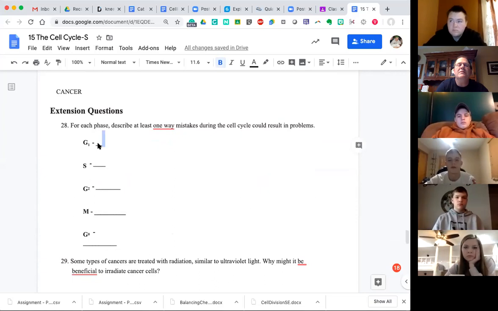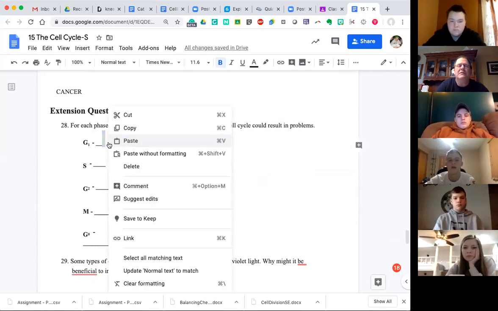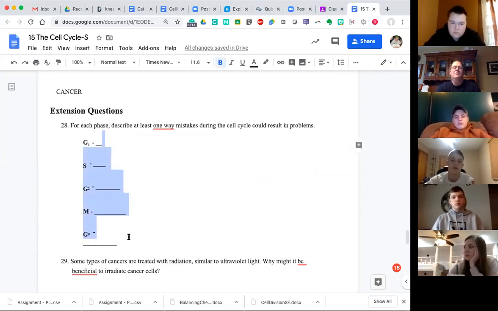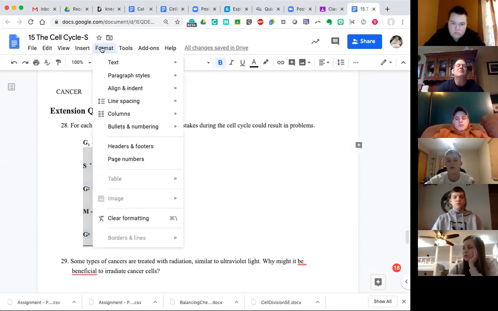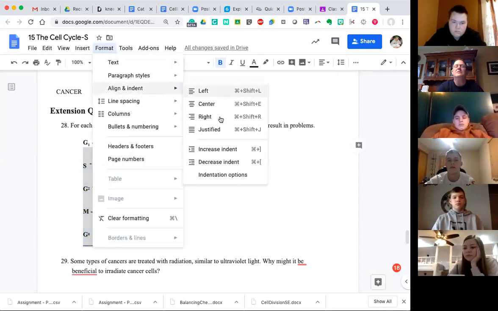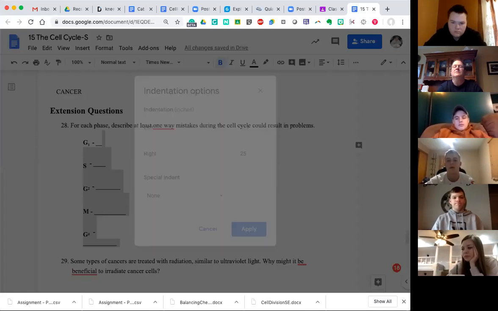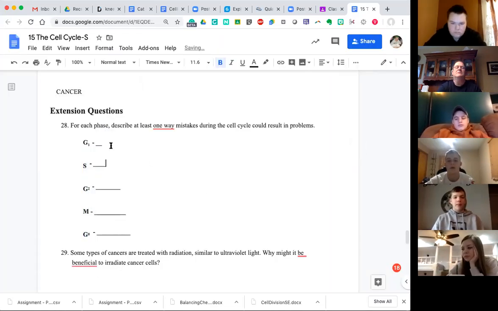Okay. Something's really weird with the margins here, isn't it? Hold on. Format. All right.